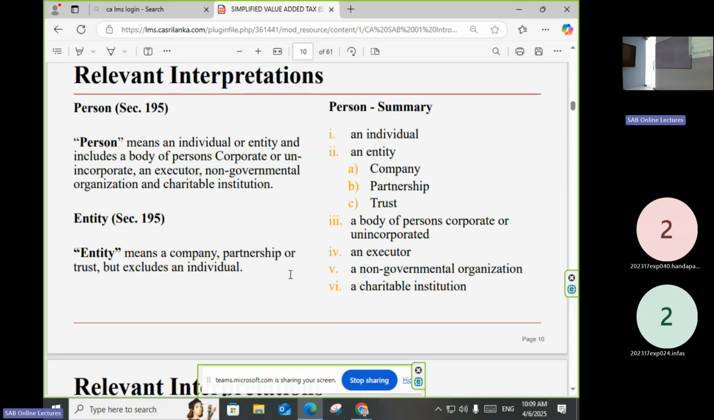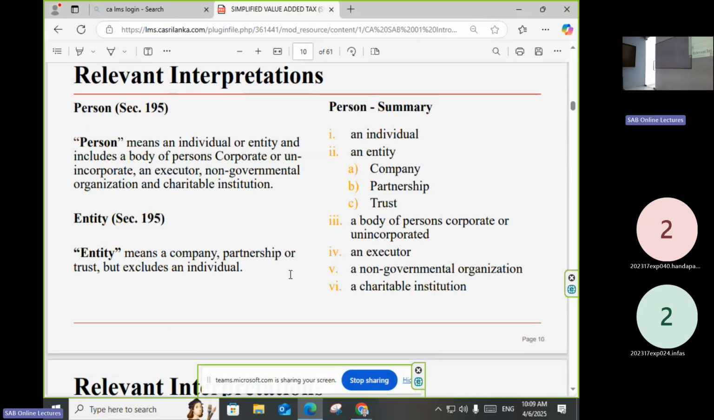So then, what is an entity? Entity means a company, partnership or trust. It says means, not includes. Only three entities. You can say it is exclusive, it's limited. But it excludes an individual. Individuals are separately recognized.